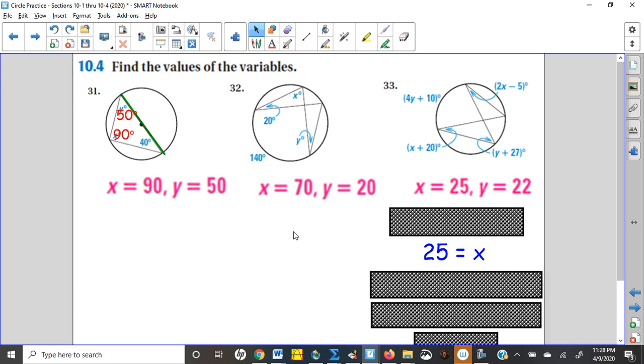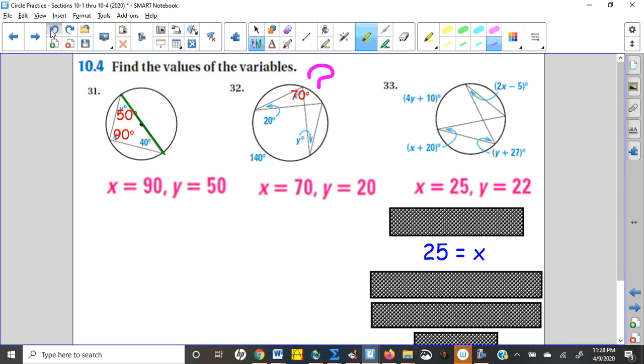Now, number 32, X is inscribed in a 140-degree arc. And because of that, it has to be half of that arc, which is 140. And half of 140, of course, is 70. Now, why this might have confused some people, because they're like, wait a second, they didn't give me this arc, so how do I know what that is?